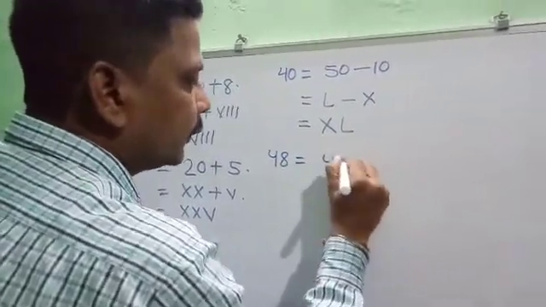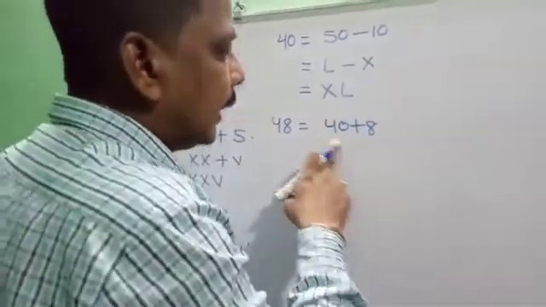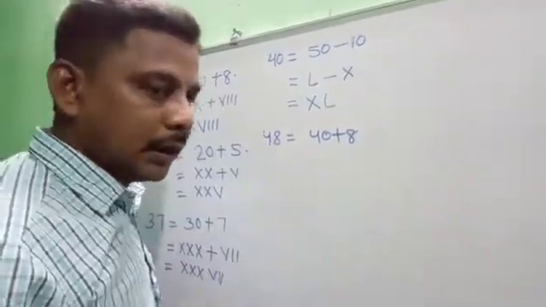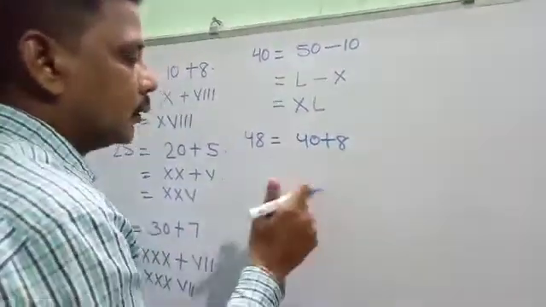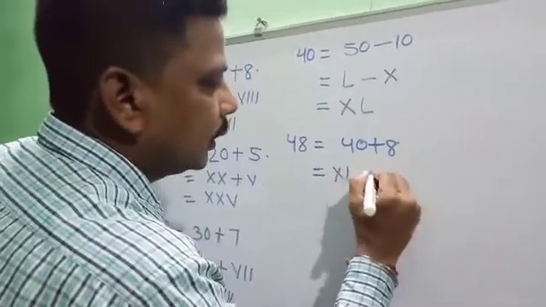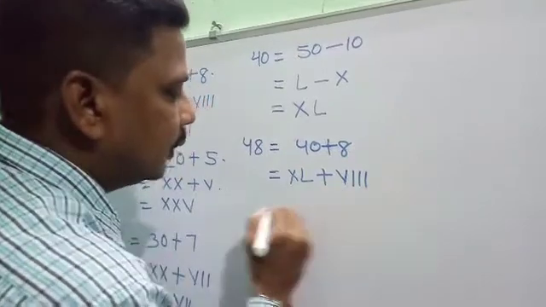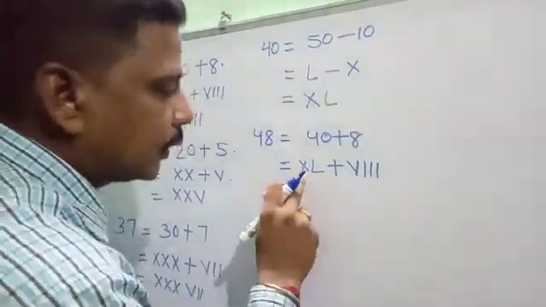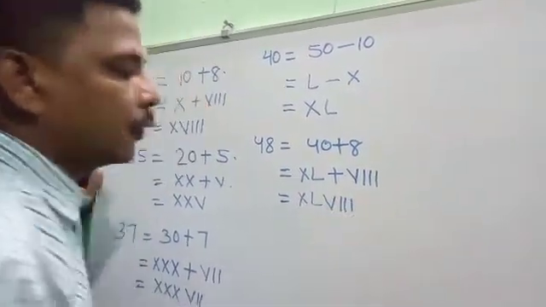Okay. In this way we can write 48. 48 means 40 plus 8. There is no need to add like this every time. For proper understanding, I am using it like this. For 40 you have to write XL, and for 8 you have to write VIII. So you are adding, then write it from left to right. XLVIII for 48.